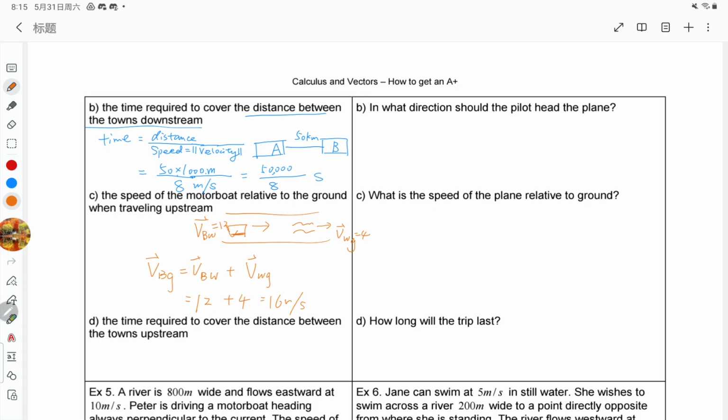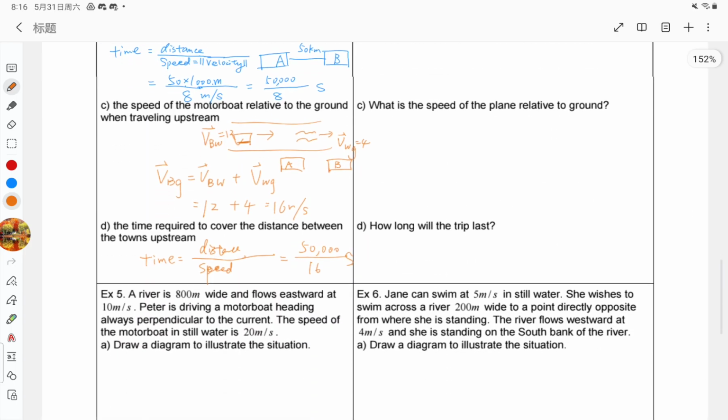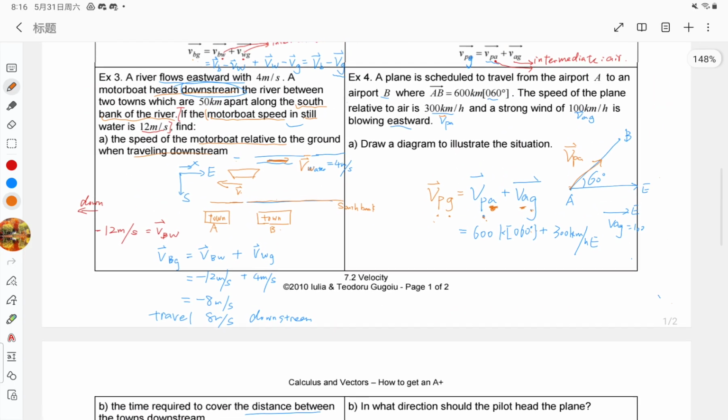And then the time required to cover this distance between towns upstream. So I'll just draw A and B town, still 50 kilometers away, and then the time to cover this, yeah. So it's the same, right? Distance over the speed, right? But the only thing is the speed is different now. So 50,000 over what? Over 16, right? Over 16. Okay. And again, sorry, I mistook the order. Let's see.